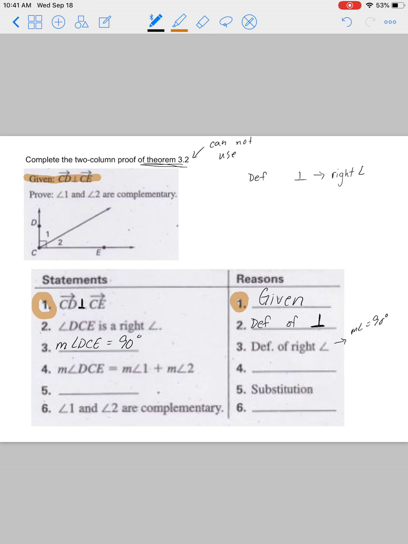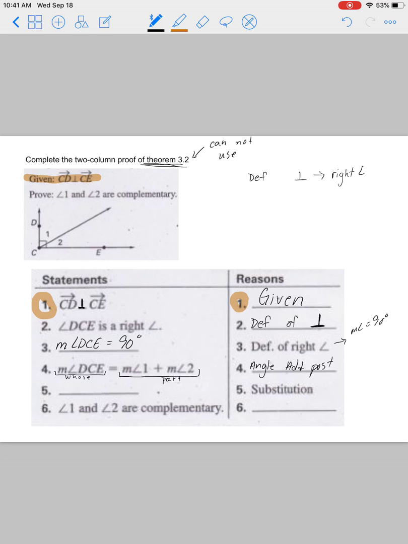The next one is an addition problem. It's not supplementary or complementary because we don't have a number in this addition problem. But if we look, angle 1 and angle 2 are the parts, and this DCE is the whole angle in this picture. So this is our angle addition postulate.